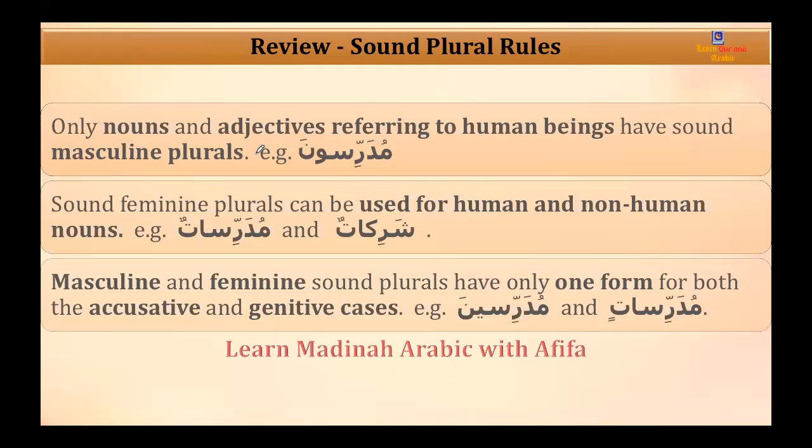And reviewing again, we said that only nouns and adjectives referring to masculine human beings have this plural. So mudarrisuna, but for objects, we don't do plural in this form. So for example, qalam, you don't say qalamuna, you're gonna say aqlam. But for females, even the objects take a sound feminine plural. So for example, this word sharikatun means companies. The singular is sharikatun. And then it takes a plural of this form with an alif and ta at the end. This is the plural.